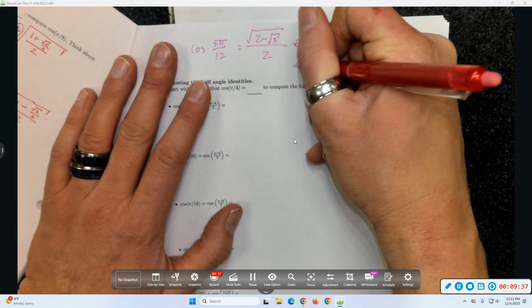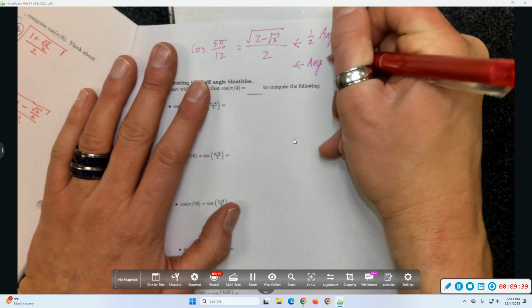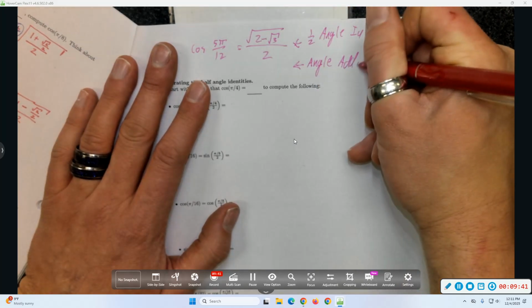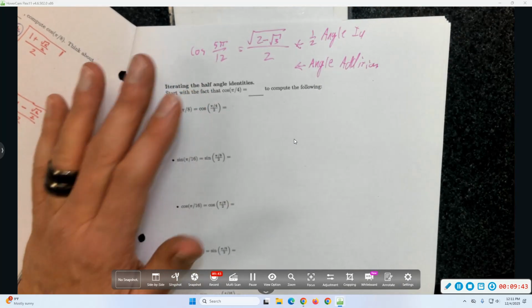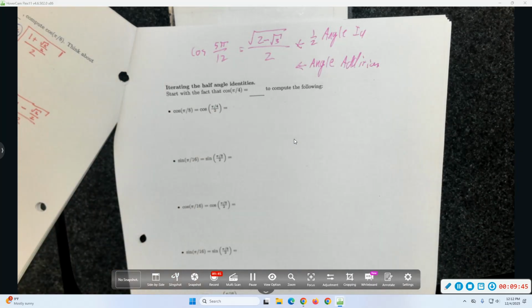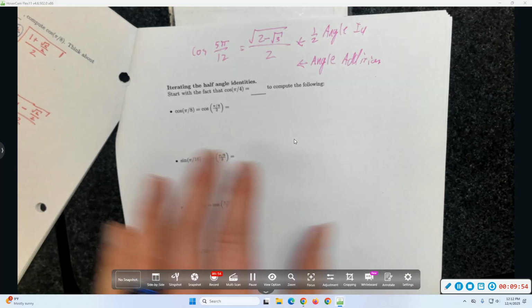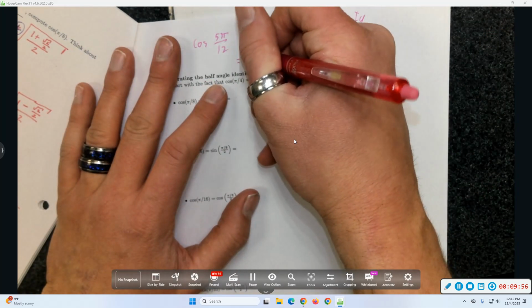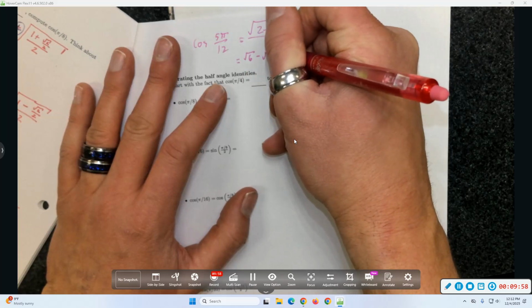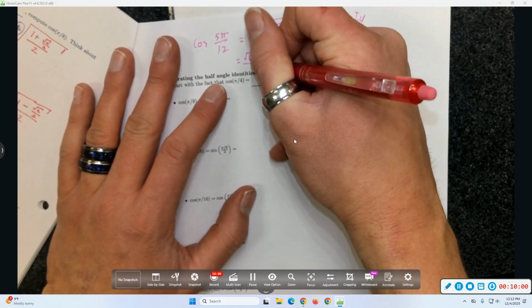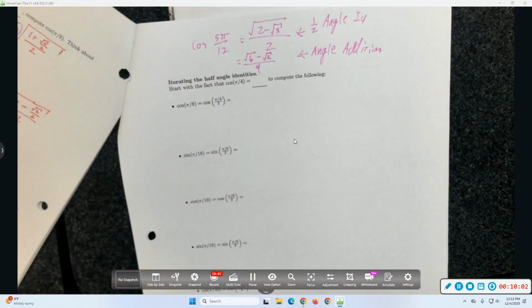But if we did the same thing using angle addition, because we did this using angle addition also, right? What did we get when we used angle addition to do it? Square root 6 minus square root 2 over 4. Well, those don't look the same, do they? I guess they better be the same.